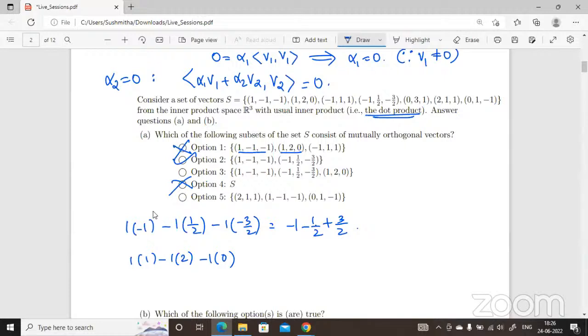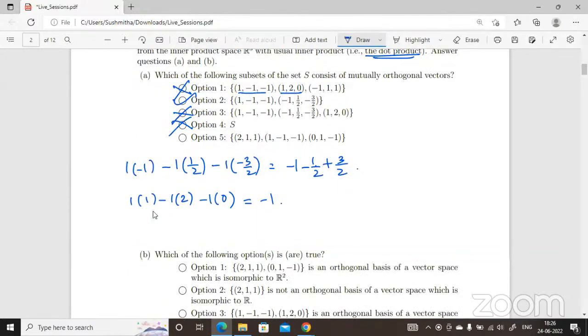It is. 1 minus 1 minus 1 into 1 2 0. No, it's not, right? It's not. Yes. It's not. Okay. Option 5.